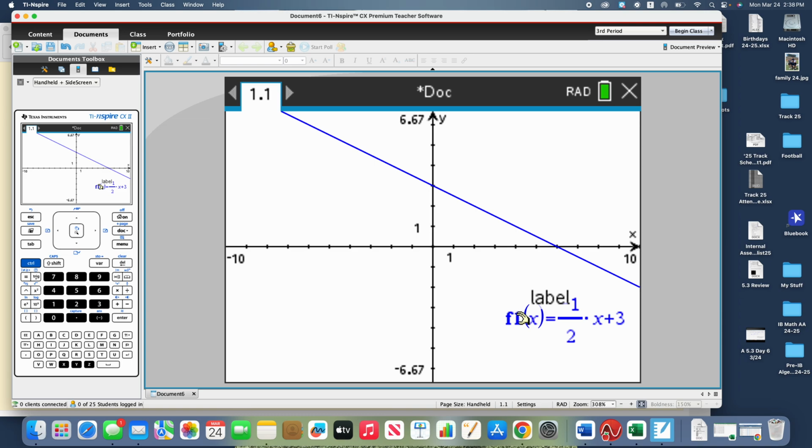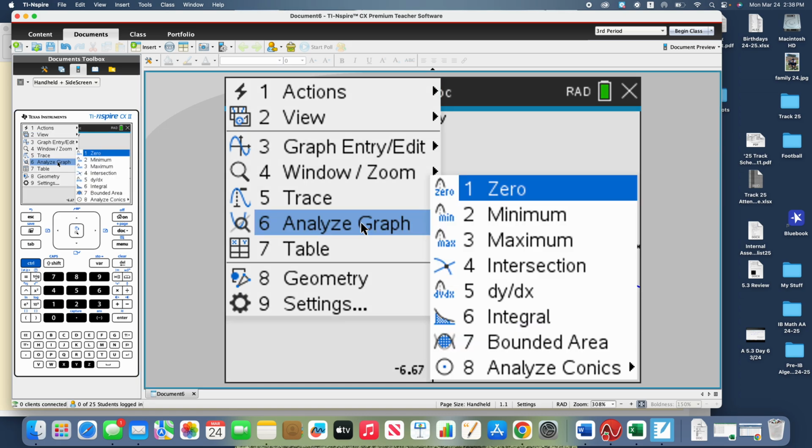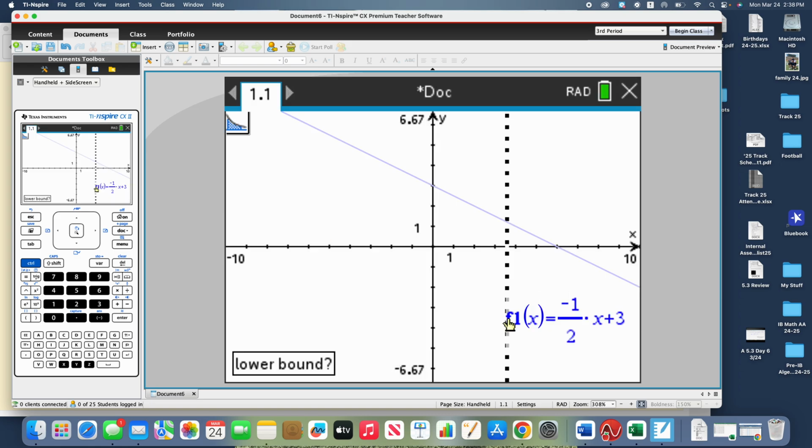So what I'm going to do is go to Menu. I'm going to go to Analyze Graph. That's where most of the work takes place. And if you notice, we do have an integral, key number 6. That's what we've been talking about. So I'm going to select 6.